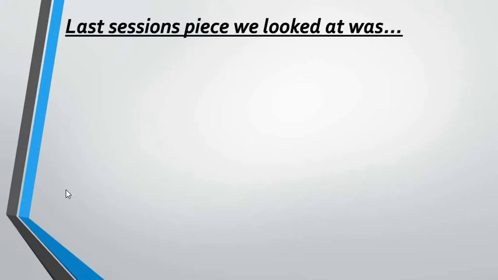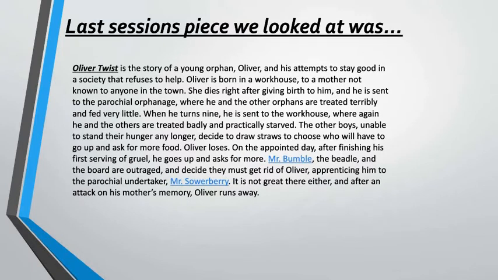Last session's piece we looked at was that Oliver Twist is a story of a young orphan, just like I said. Oliver and his attempts to stay good in a society that refuses to help. Oliver is born in the workhouse to a mother not known to anyone in the town. She dies right after giving birth to him, and he is sent to the orphanage, where he and the other orphans are treated terribly and fed very little.